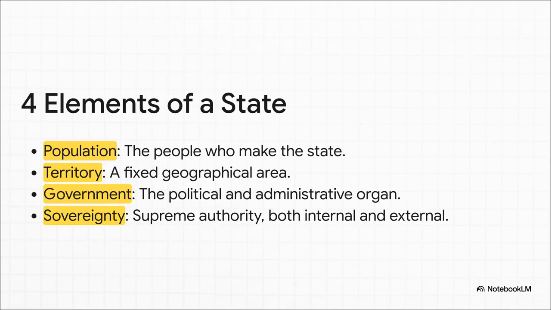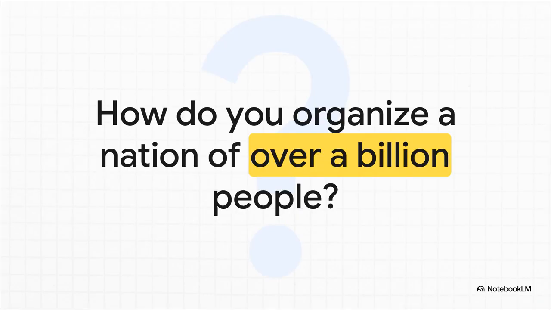And those ingredients give us the four essential pillars. First, you need people, the population. Second, you gotta have a defined territory. Third, you need a government to actually run the show. And fourth, the big one, sovereignty. That's the supreme, final authority to make decisions without anyone from the outside telling you what to do. If you're missing even one of these, you don't really have a state. Okay, so that's the theory.